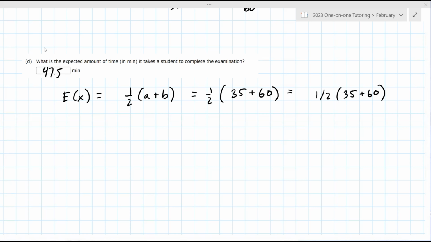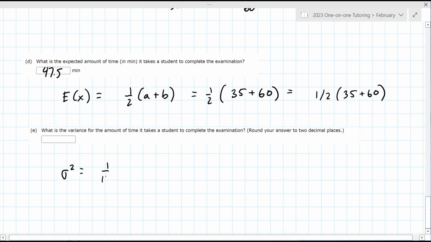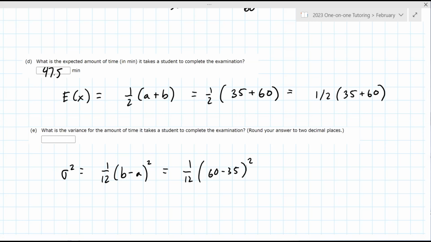And then part E is asking for the variance. We did this in the previous problem. Sigma squared is 1/12 (B minus A) squared. So it's 1/12 times (60 minus 35) squared. You do not have to take a square root because it's asking for the variance. Enter that in. It's 52.08, to 2 decimal places. Yeah, 52.08 looks good on that front.